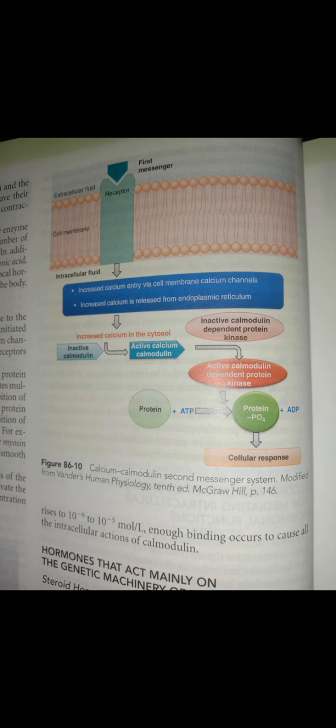Once bound to the intranuclear protein receptors, the thyroid hormone can continue to express its control functions for days or even weeks.